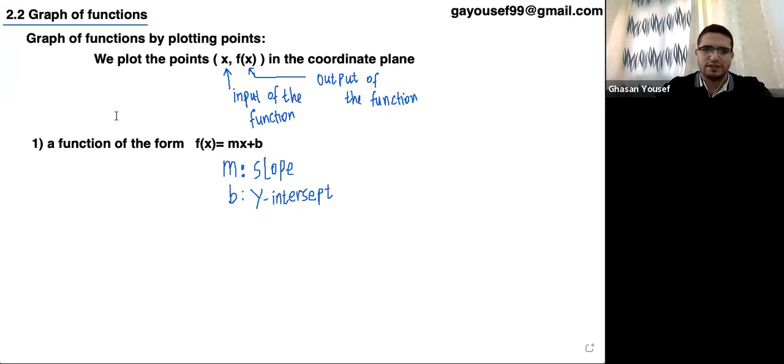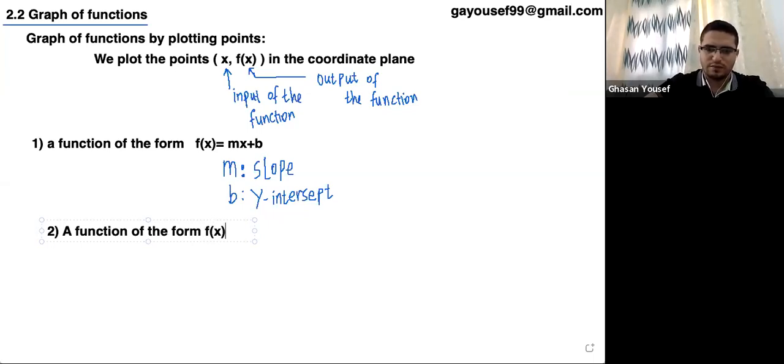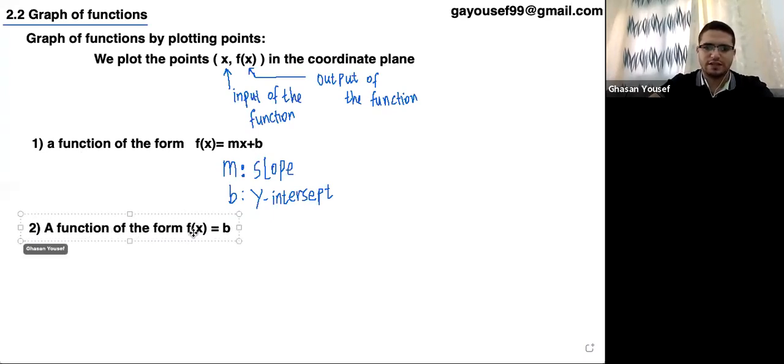So the second one is the constant function. Number 2 here, a function of the form f of x equals b. This is a constant function. I mean b here is a number. It's called constant because when I plug any number inside this function, it will give me the same b, meaning the same value. All the values are b.